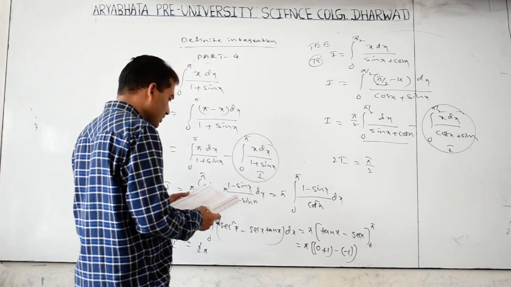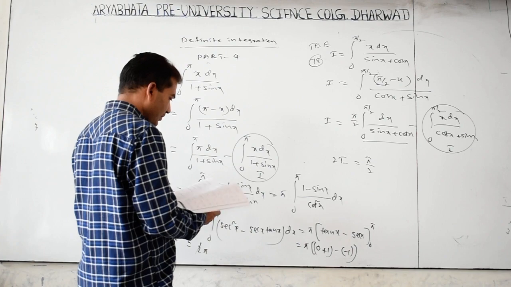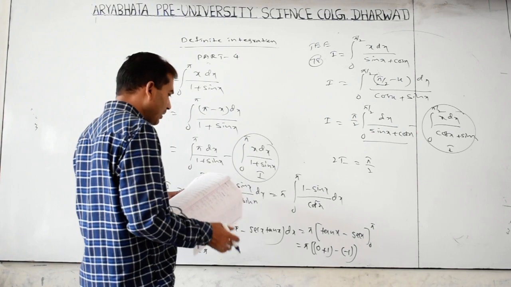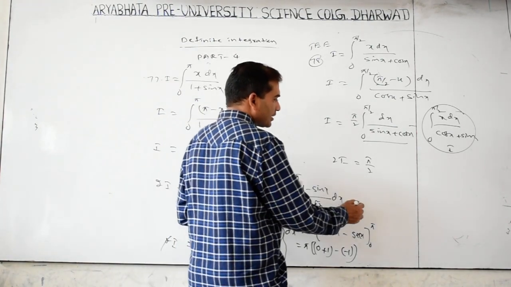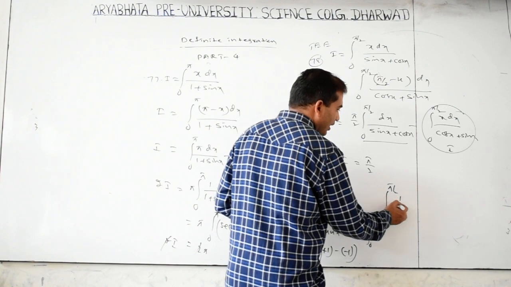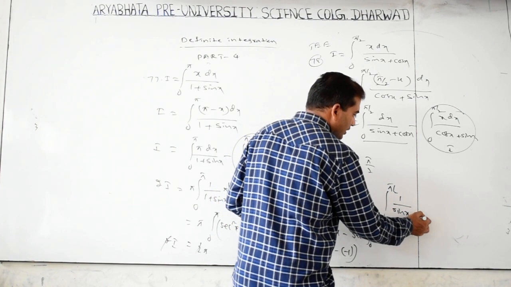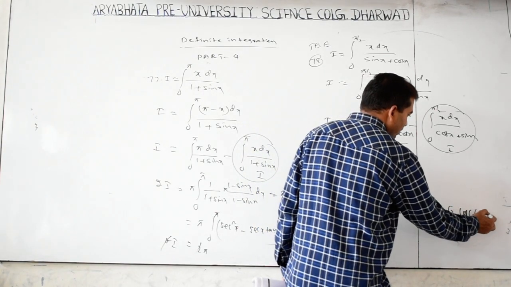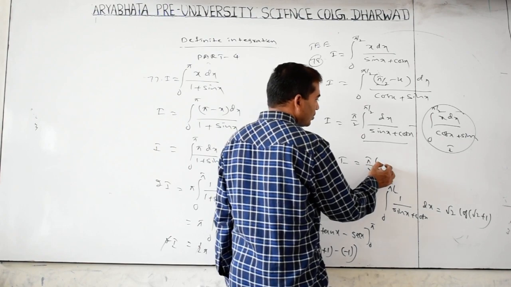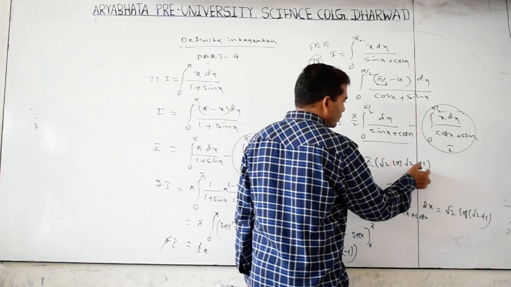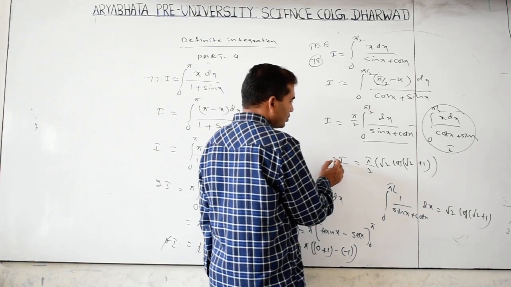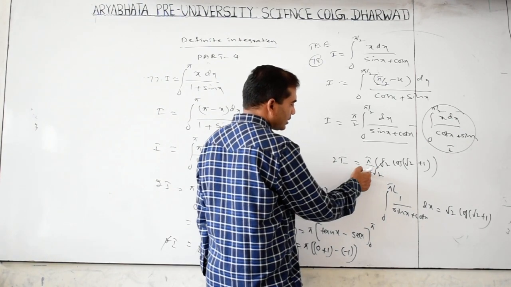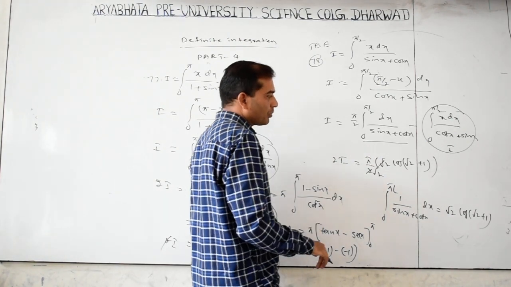Starting part 1 we have discussed root 2 log of root 2 plus 1, that is equal to 0 to pi by 2, 1 by sin x plus cos x dx, equal to root 2 into log of root 2 plus 1. Okay, this 2 here will get root 2 by 2 means root 2 here, 2 goes this side, 2 root 2. Pi by 2 root 2 log of root 2 plus 1 is the answer.